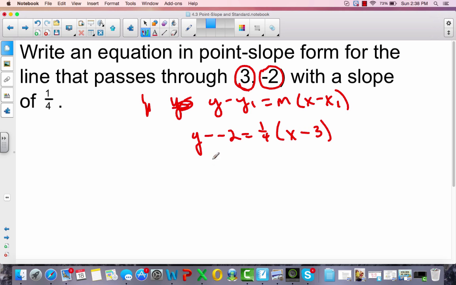And of course, then you have to simplify that, and that becomes y plus 2 equals 1/4 times x minus 3. And that's using 1 point, 3, negative 2, and the slope of 1/4, we get this formula written in slope-intercept form.